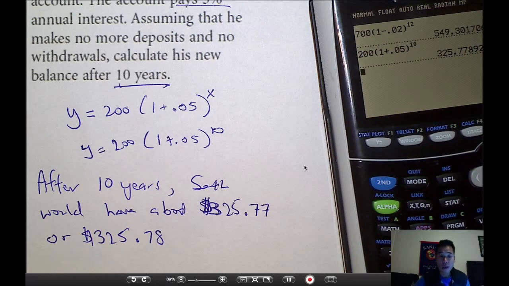So that's all I have. I just wanted to show you guys how to use the exponential growth or decay function today.